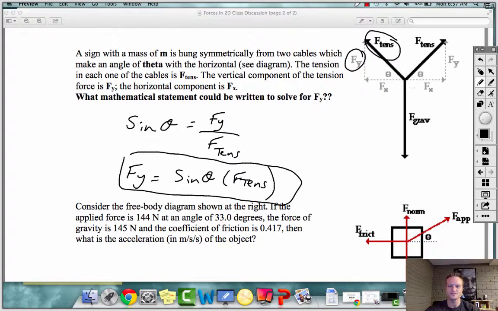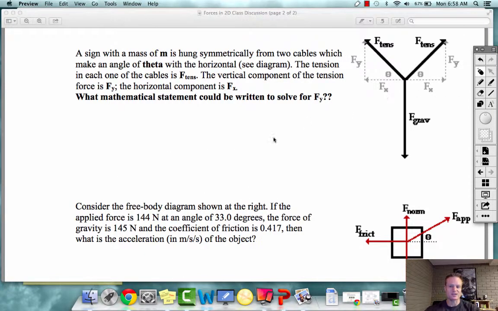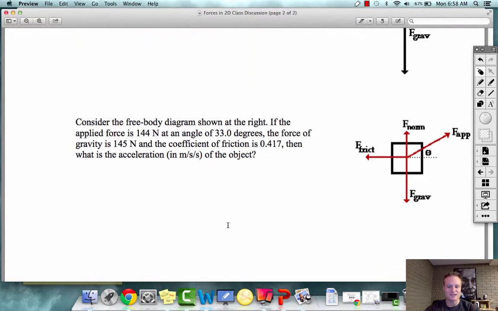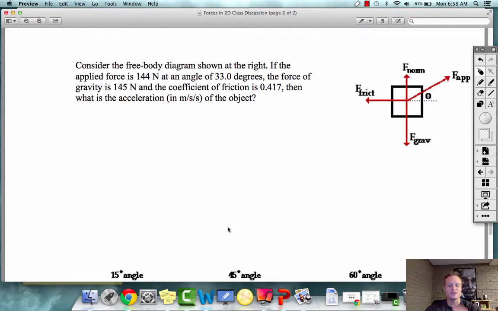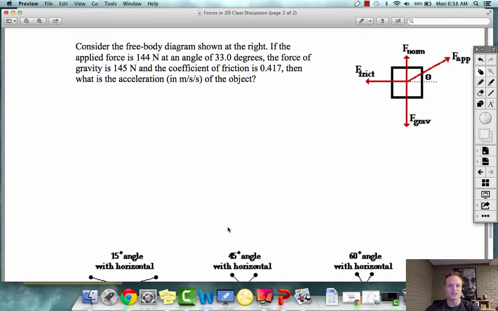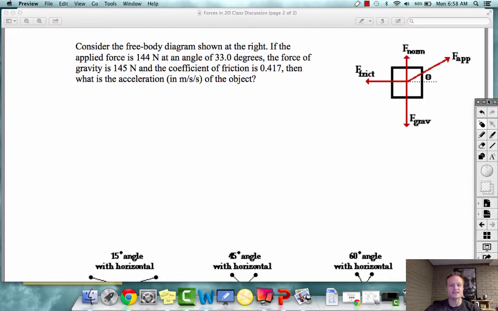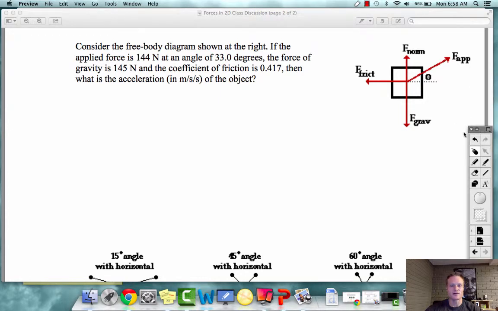Okay. This next problem might take some time to solve, so be prepared to spend a little time on it, but this is kind of what you might see on the worksheet today, at least a few problems like this. It says, consider the free body diagram shown at the right. If the applied force is 44 newtons and it makes an angle of 33 degrees, the force of gravity is 145 newtons and the coefficient of friction is 0.417, then what is the acceleration of the object?